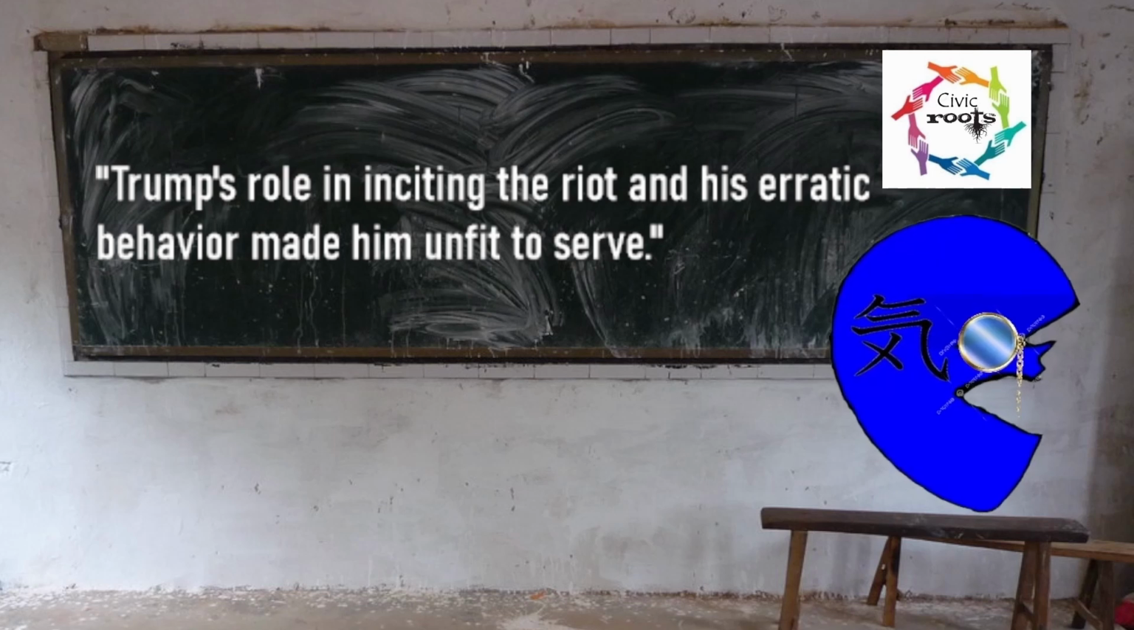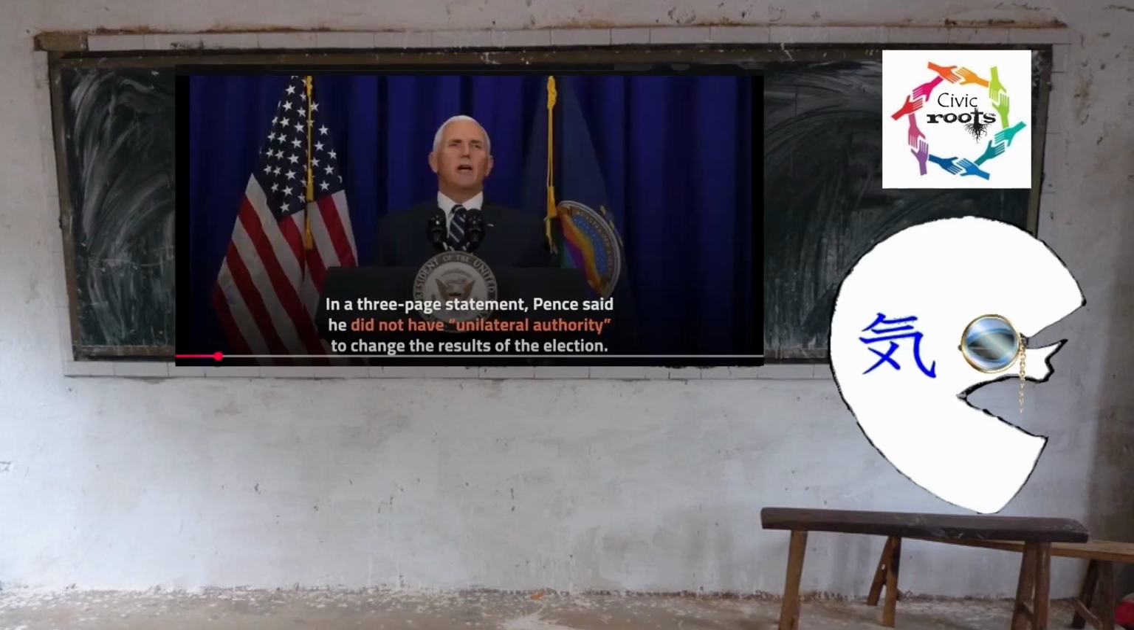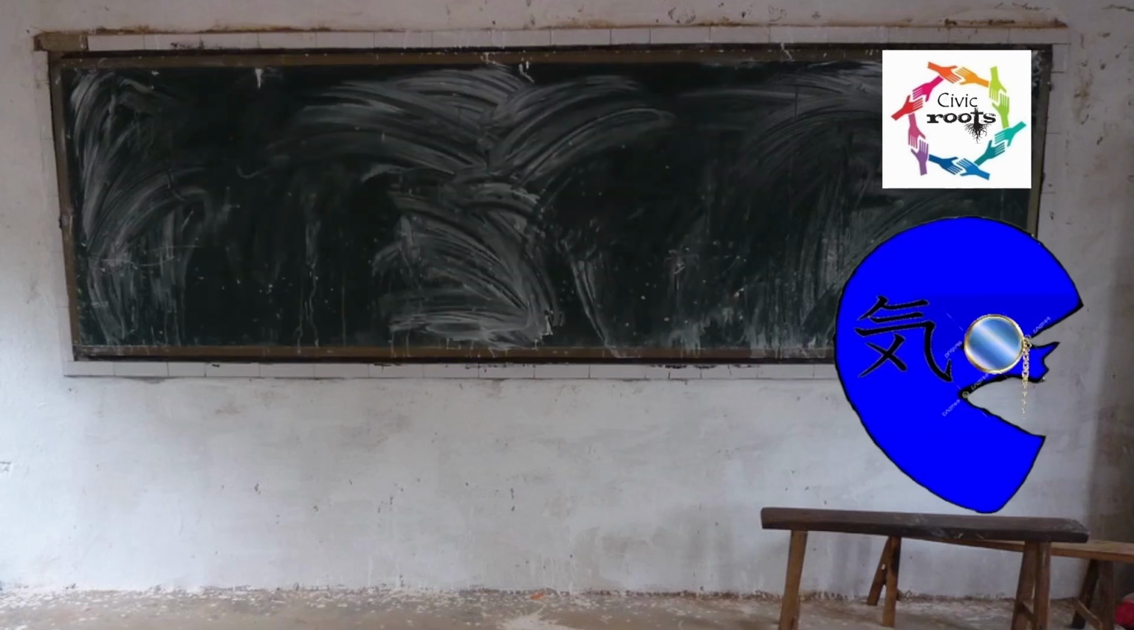Mike Pence refused to invoke Section 4, stating that it should only be used in cases of medical incapacity, not political disputes. However, Mike Pence also released a 3-page statement saying he did not have unilateral authority to change the results of the election. Alright, so now we have two arguments on the involuntary removal of the president and under what conditions we remove a president from office.